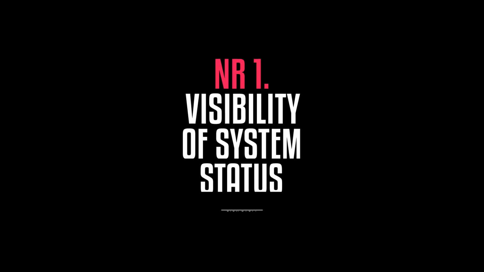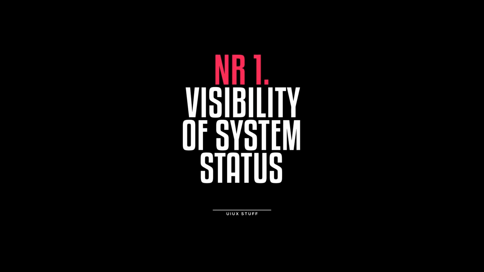So what are the actual 10 heuristic principles? Number 1, visibility of system status. The system, or the user interface in this case, should always inform the user of what's happening at any given time. A very good example of this is when you hover a button or when you click on a button, you can always tell that there is some sort of a change on the interaction. Another good example is the progress bar.